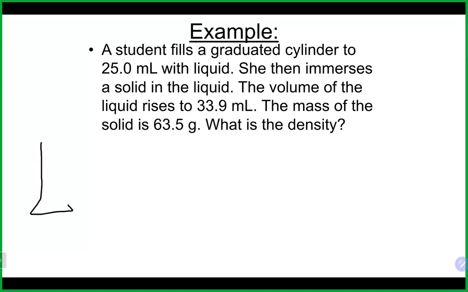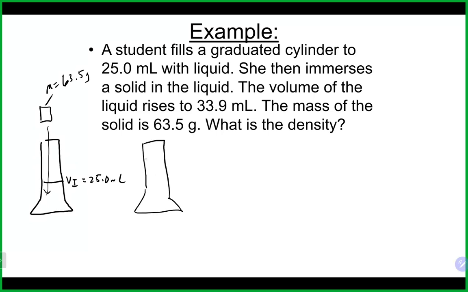We basically have a graduated cylinder. It's got some liquid in there. It's our initial volume of 25 milliliters. She's going to take this solid, which has a mass of 63.5 grams, and drop it in there. Again, we should expect the volume to rise, and it does, to a final volume of 33.9 milliliters with the object in there. So once again, we're looking for the density, which is mass divided by volume.